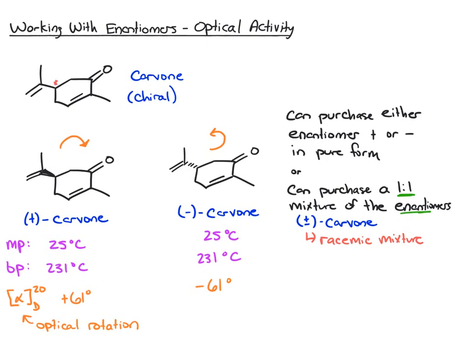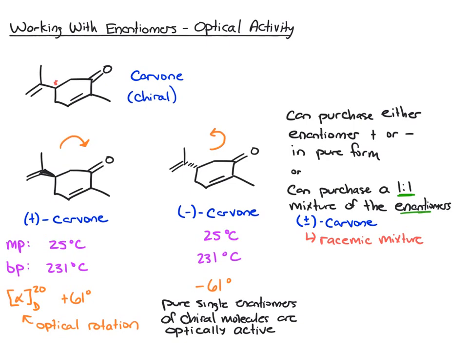So what we can say here is that these pure single enantiomers of chiral molecules, they're optically active. And what this special optically active term refers to is that they rotate plane polarized light.